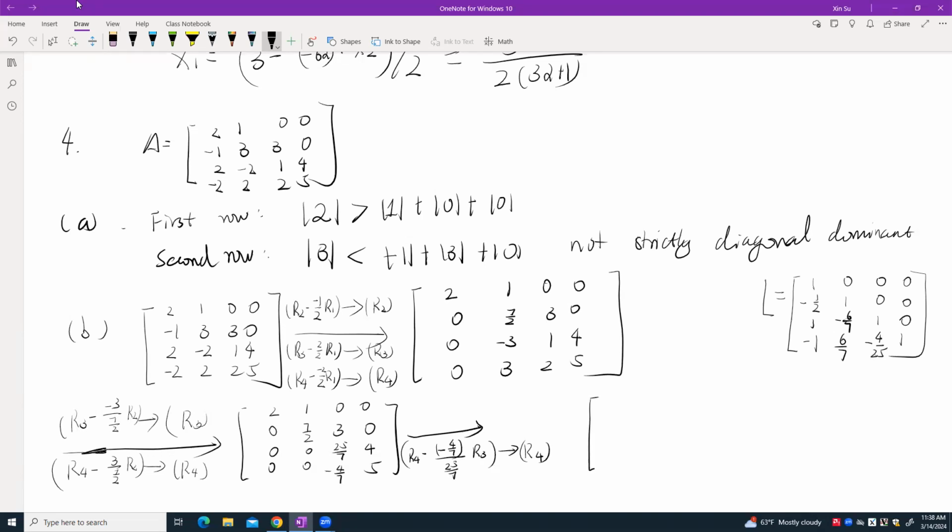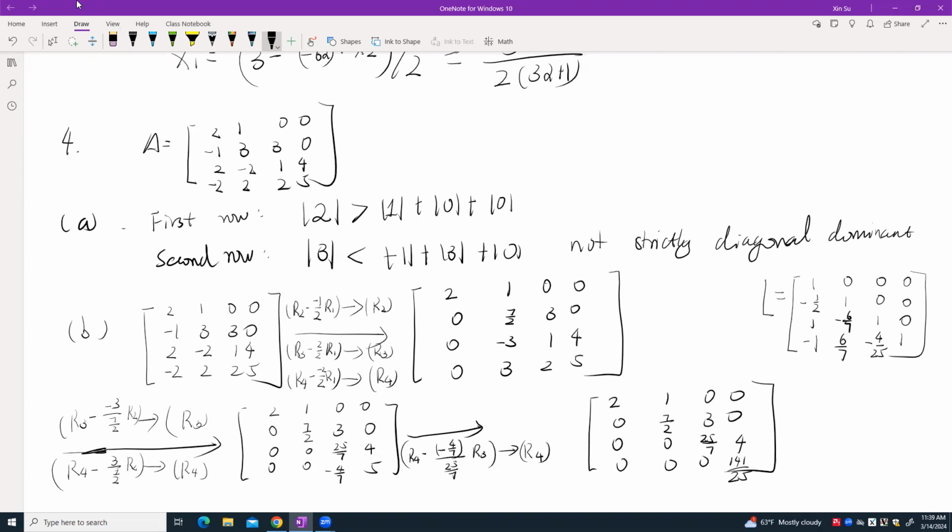You are going to perform the actual row calculation, and you would get this at the end. Let me see. You would get this at the end. I'm going to copy the result here. The first 3 rows would not change in this last row operation, and then the last row would become 2, 1, 4, 1, and then 25.